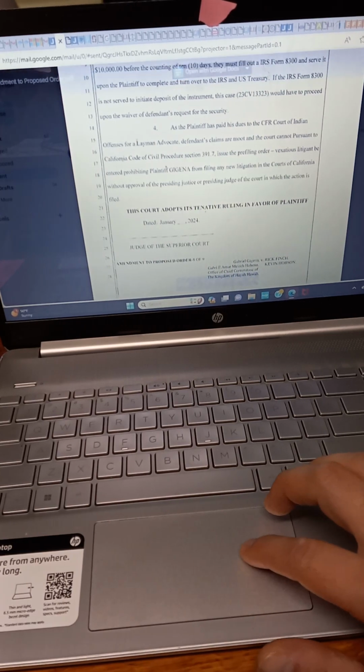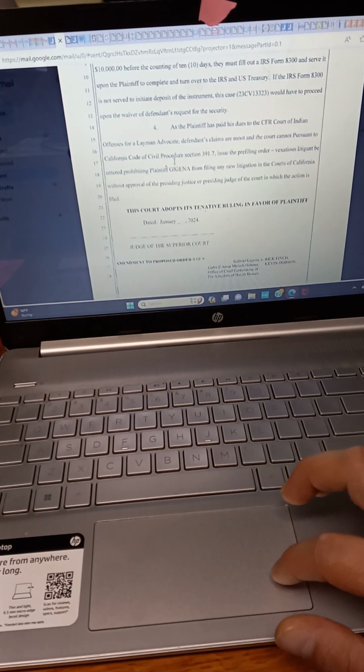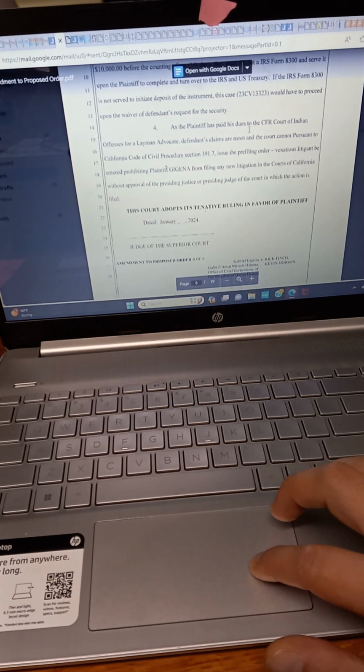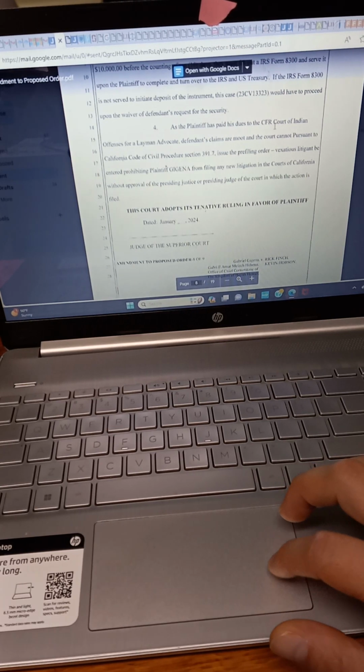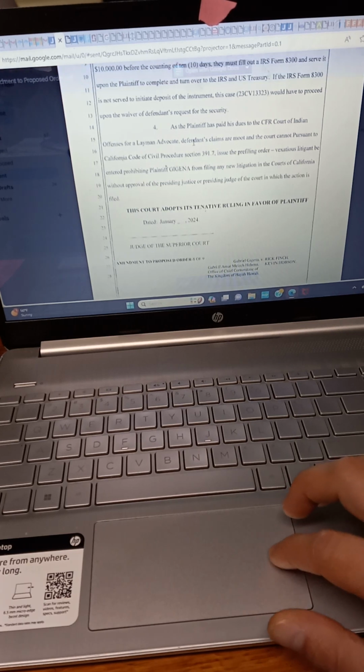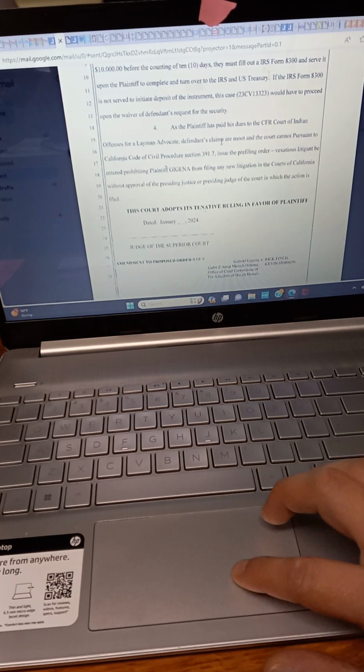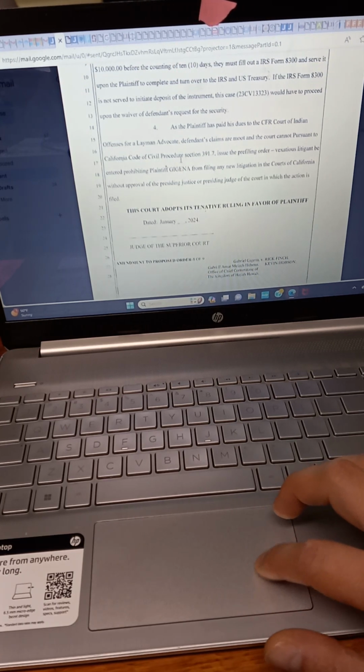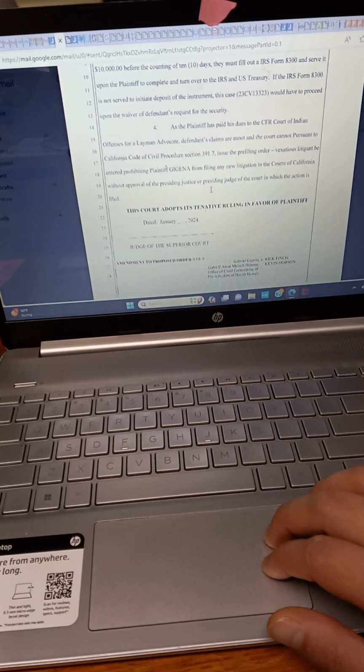Because a layman advocate, what that is, it allows you to practice in the CFR court with a basic knowledge of Indian law. And so because I am now an advocate, I am no longer acting as pro se.